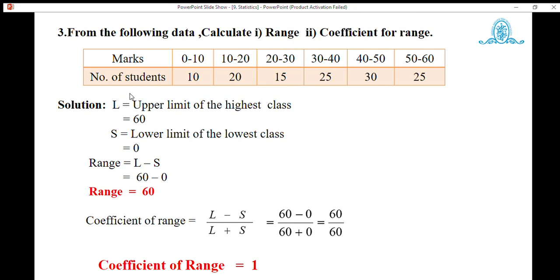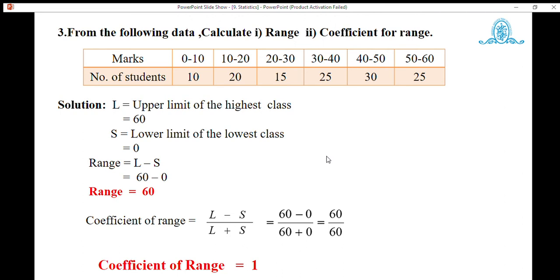Capital L, for group data, is the upper limit of the highest class. So what is the L value? It is 60. Capital S is the lower limit of the lowest class. The lowest class is 0 to 10, its lower limit is 0, so capital S is 0. Therefore range is L minus S, that is 60 minus 0, that is 60. Then coefficient of range, L minus S upon L plus S: 60 minus 0 upon 60 plus 0, that is 1.